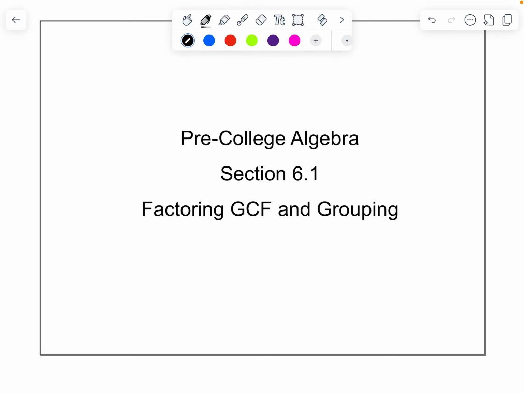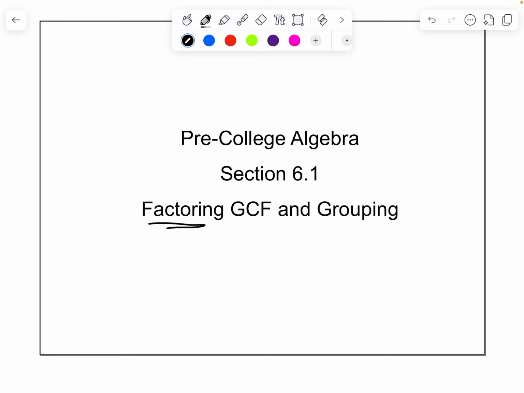We are moving into a whole different unit here and talking about a different topic. It's still going to relate back to polynomials. We're going to have to use it on polynomials, but we're talking about factoring this unit. And factoring, as we'll see, is a way to break things apart.